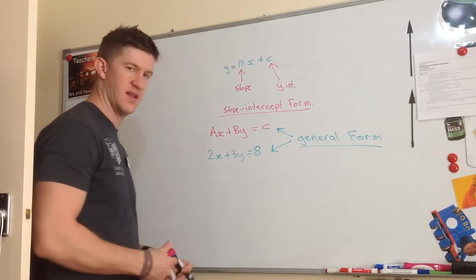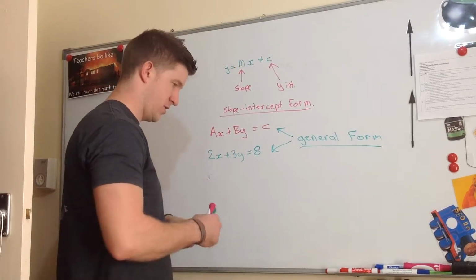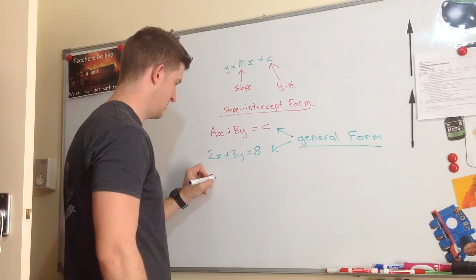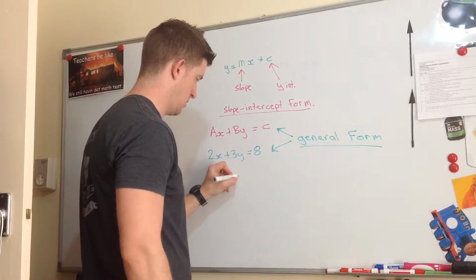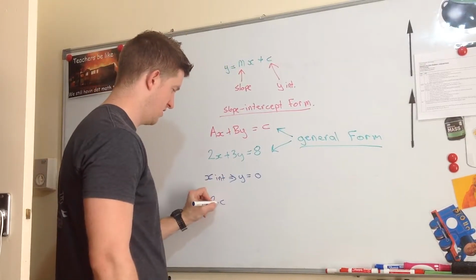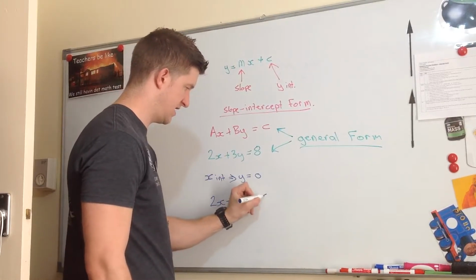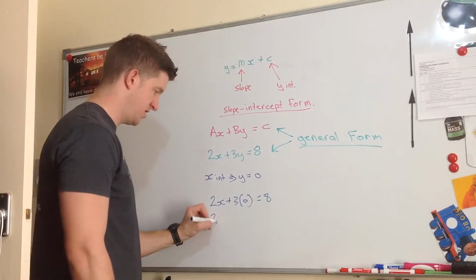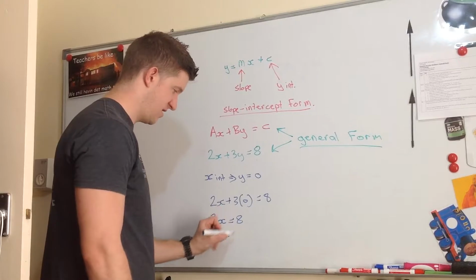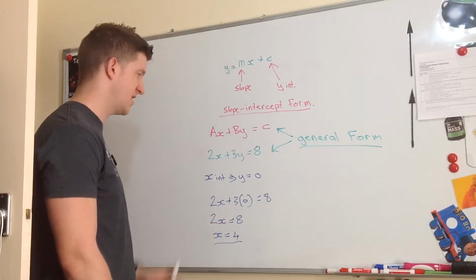If I was talking about this equation, I said, what is my x-intercept? X-intercept implies y equals 0. So all I'm going to do is plug y equals 0, and I'll have 2x, because not touched, plus 3 lots of 0 equals 8. So therefore 2x equals 8. What does x equal? Divide by the 2. 8 on 2 is 4. I've got my x-intercept.